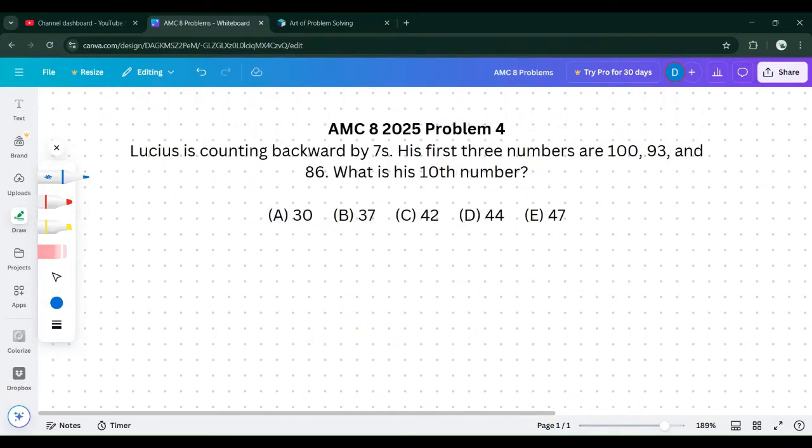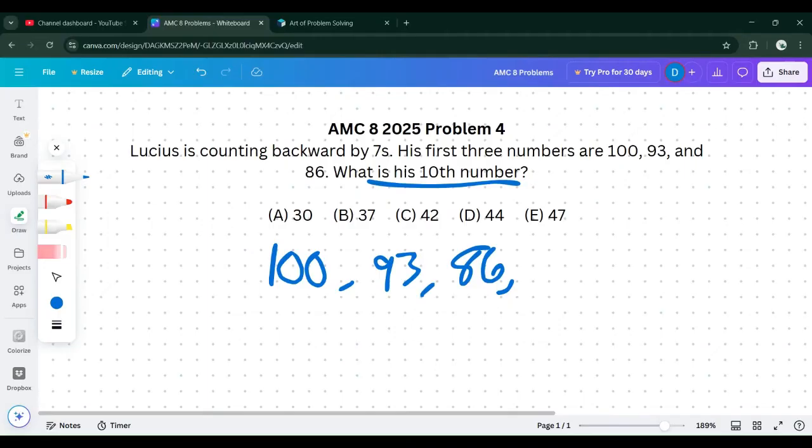So he starts with 100 and he counts backwards, and the problem already gives you the first 3 numbers. There's 2 ways of doing this. One is using brute force and just counting it manually and just going backwards by 7 and listing all of them until you get the 10th number. We can do that, and honestly, if I was doing this during the test, I would probably use this method because it's simple and quick.